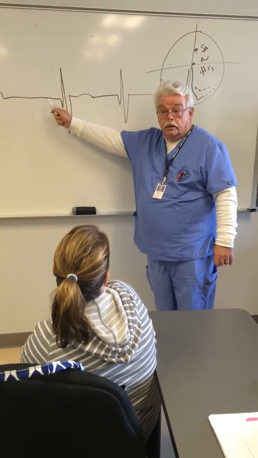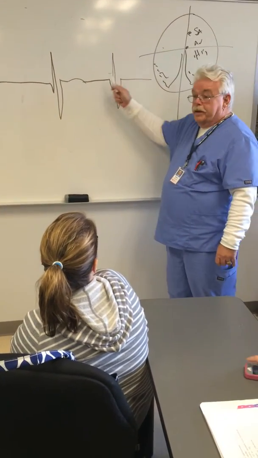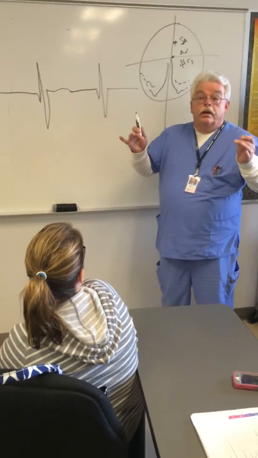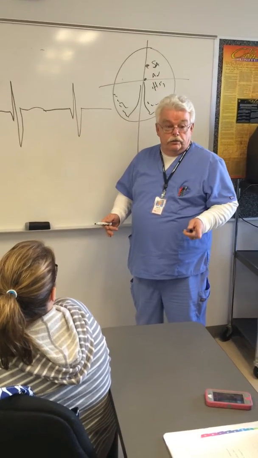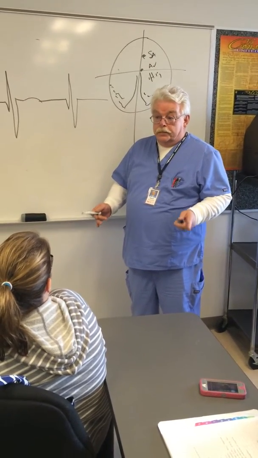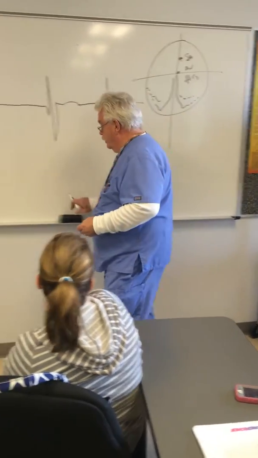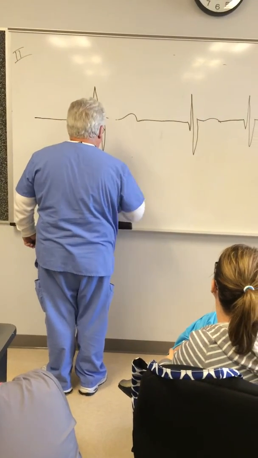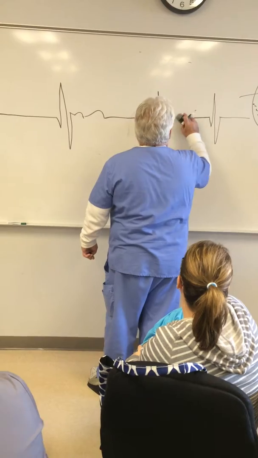You don't get one. And because the textbooks make this easy to read: regular, rate between 40 and 60, normal QRS, normal T wave, no P wave. Junctional rhythm. It comes from the AV node. Everybody get that? So much easier to remember. Let me screw it up a little bit. Regular, brady, no P waves, junctional.